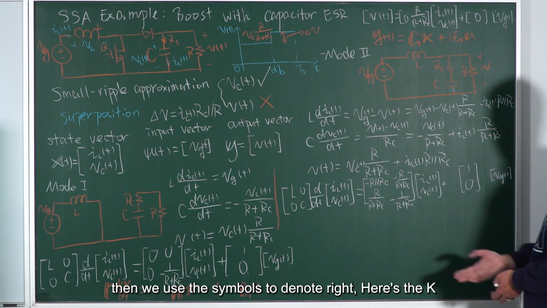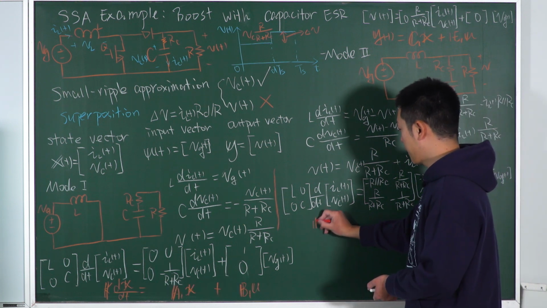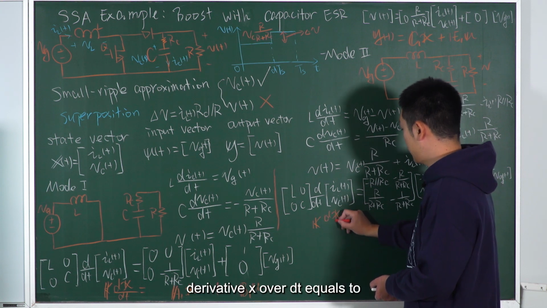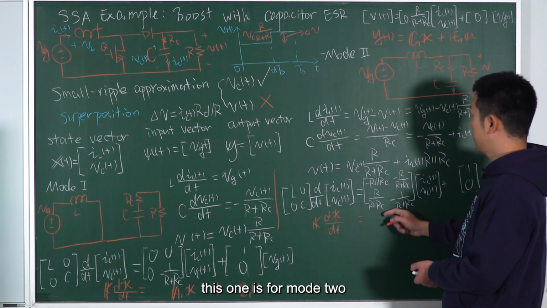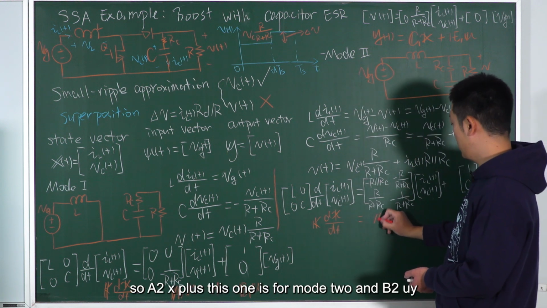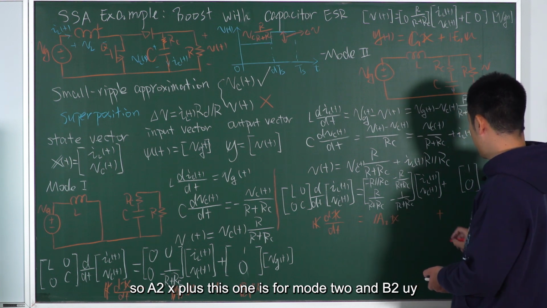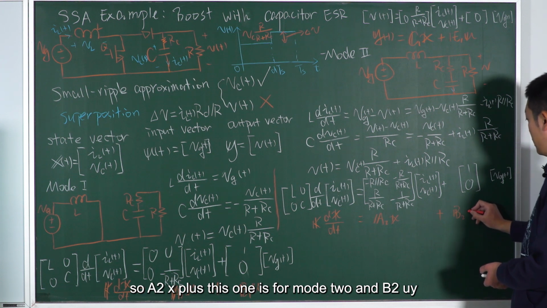Then we use the symbols to denote this, right? Here is K, derivative of X over dt equals, this one is for mode 2, so A2 X plus, this one is for mode 2, right? B2 U.